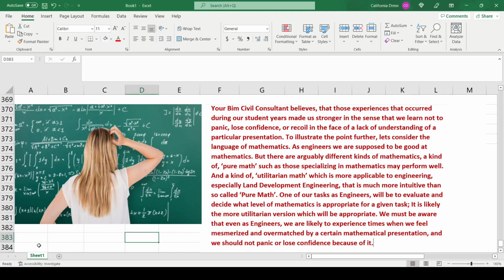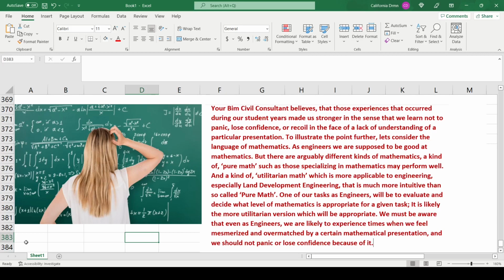As engineers, we are supposed to be good at mathematics. But there are arguably different kinds of mathematics. A kind of pure math, such as those specializing in mathematics, may perform well, and a kind of utilitarian math which is more applicable to engineering, especially land development engineering, that is much more intuitive than so-called pure math.